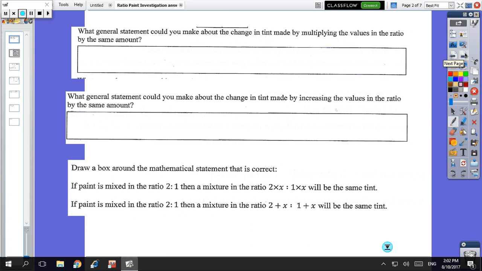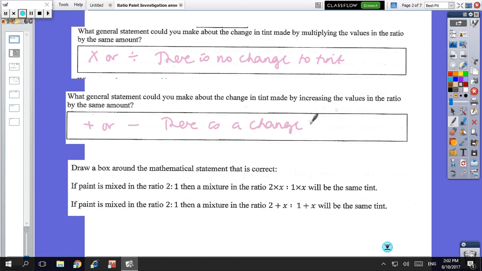Okay, so what are the general statements about multiplying? When you multiply or divide, there is no change to the tint. But when you add or subtract, there is a change to the tint. Then draw a box around which one's correct. If you multiply, you'll have the same answer, so that one was the correct one. Okay, come across when you're ready.